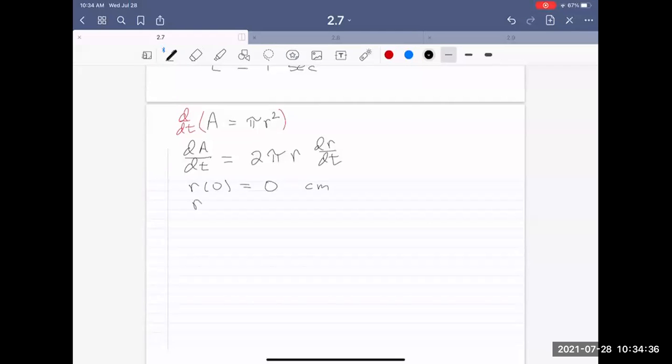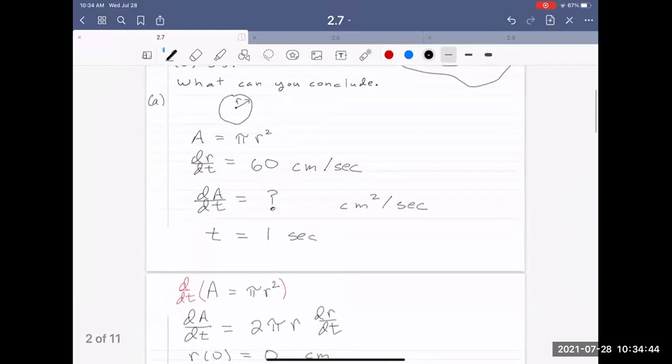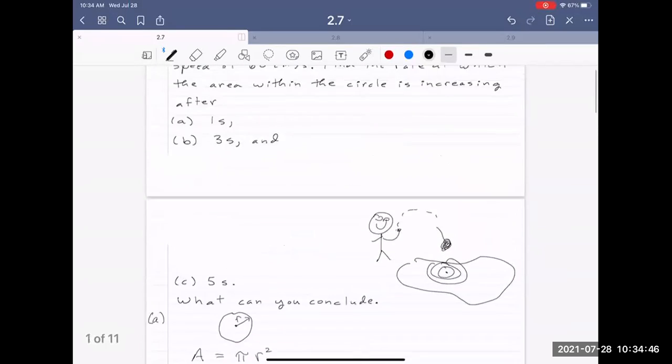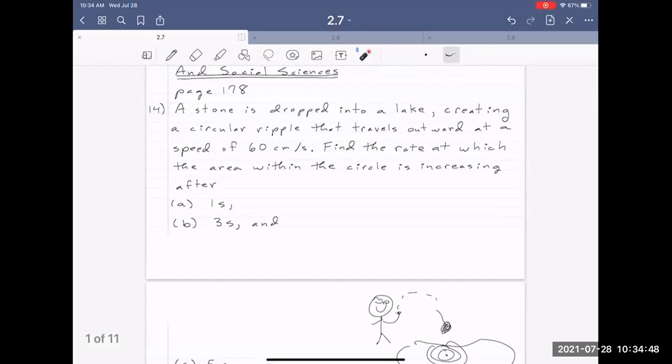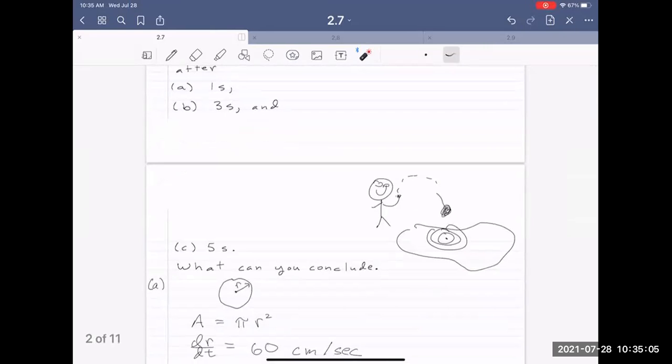Now I want to figure out, after 1 second, how far has it gone? I know that it travels at this constant rate of 60 centimeters a second. So after 1 second, this wave has gone 60 centimeters. So the radius of this circle is going to be 60.